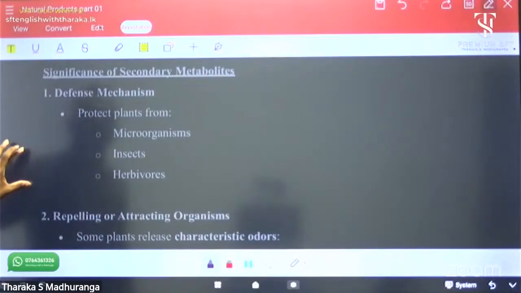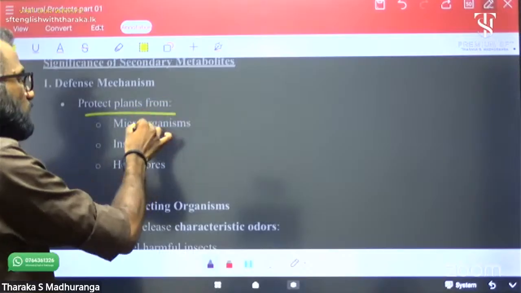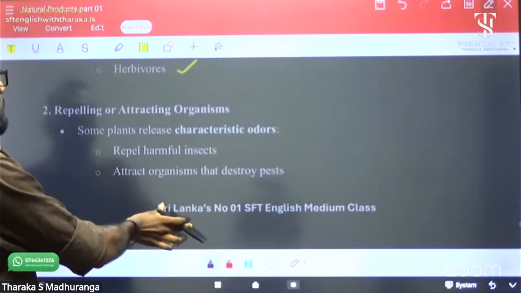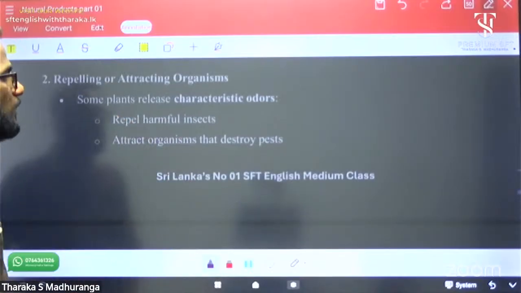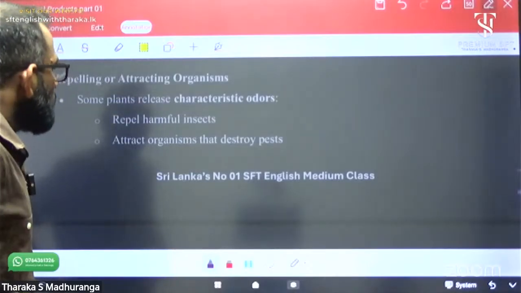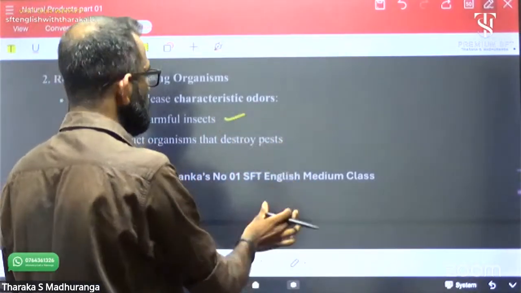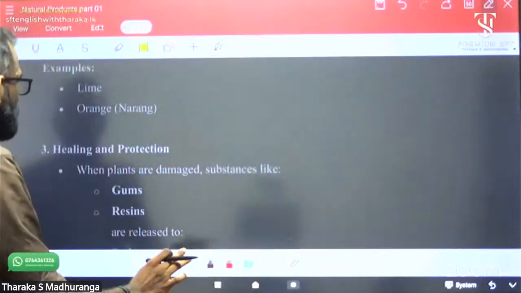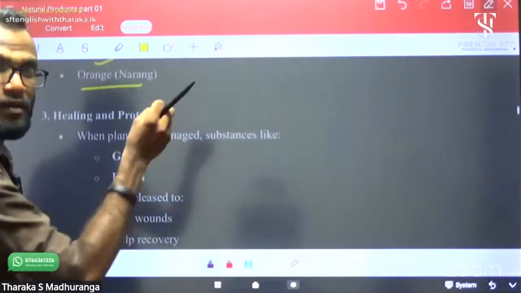Significance of secondary metabolites: they protect plants from microorganisms and insects, and work in repelling and attracting organisms. Some plants release a characteristic odor. I already explained that. They repel harmful insects and attract favorable organisms. Orange and lime produce aroma.